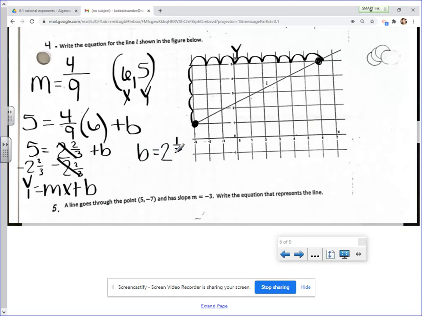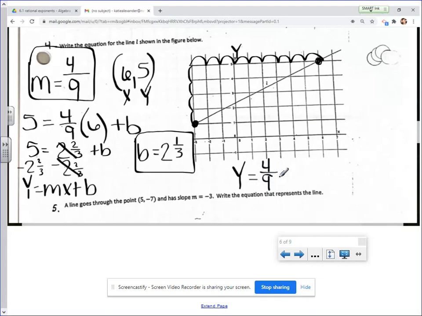And that makes sense because if you take 5 minus 2 2/3, that might be some mental math for you too. This number is very important. This letter B is important. And then this M that we came up with at the beginning is important. The very last step is we write that in our equation. Y equals our M, 4/9 times X.